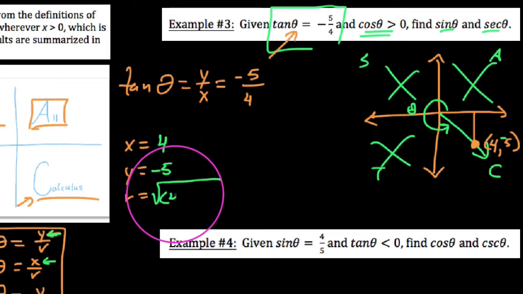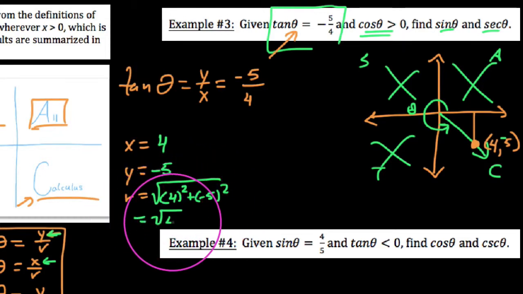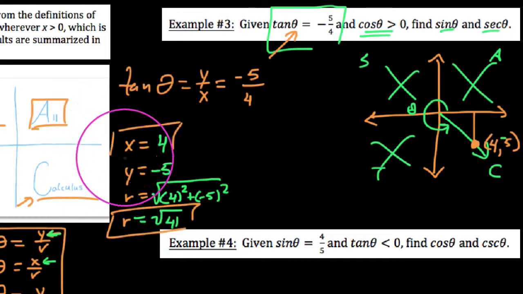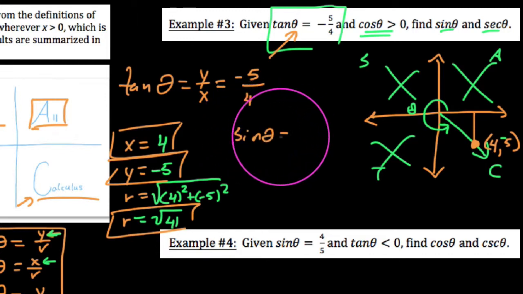So if that's the case, then we know x is 4, y is -5, r is going to be the square root of 4 squared plus -5 squared. So we get 16 plus 25, we get the square root of 41. And I know that the square root of 41 must be positive. And now that we know these, when I ask you to find, say, the sine of this angle, recall that the sine is y over r.